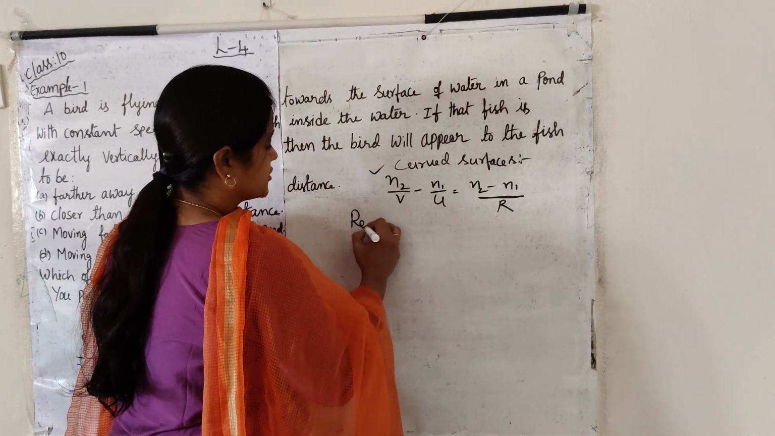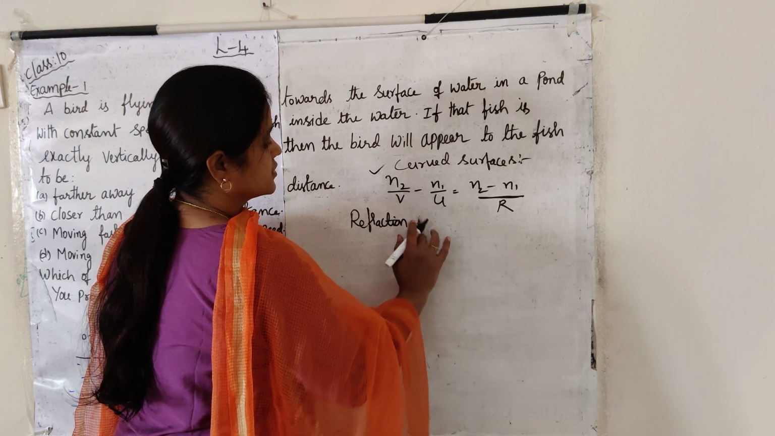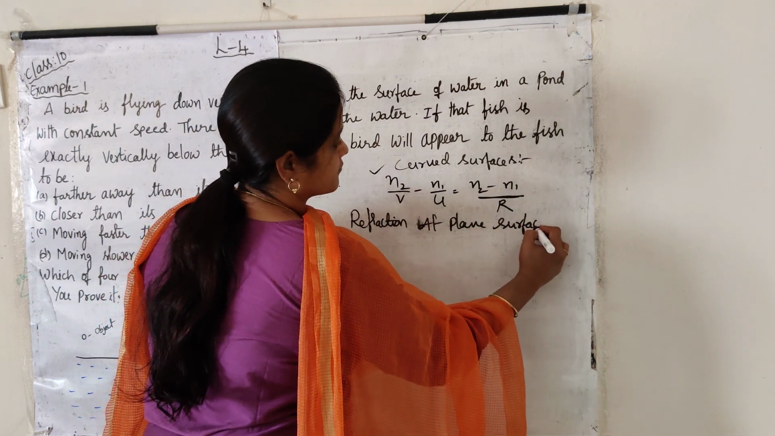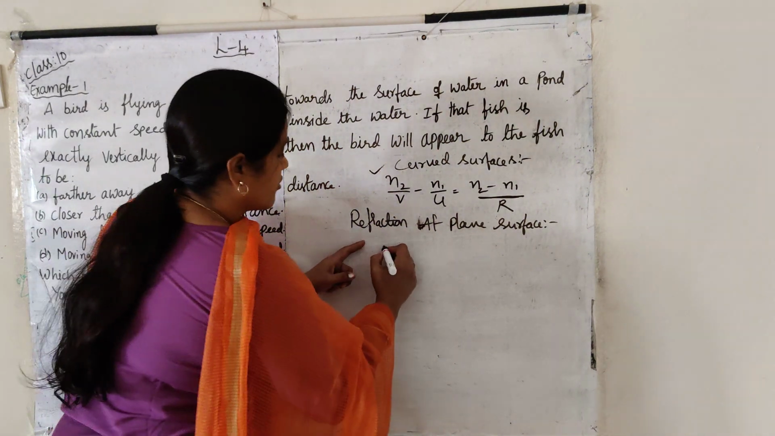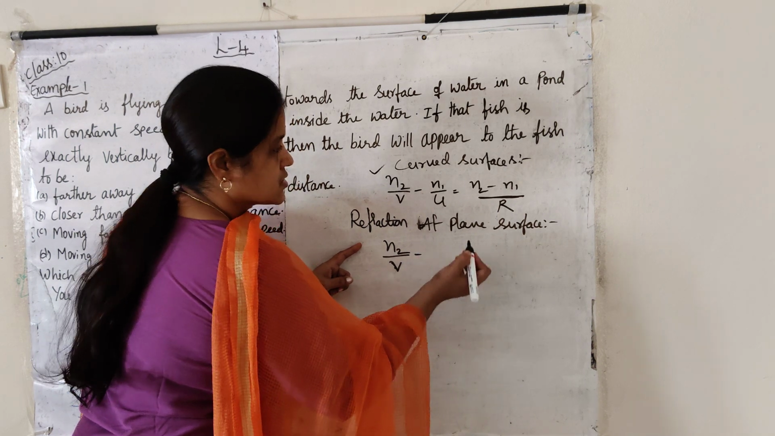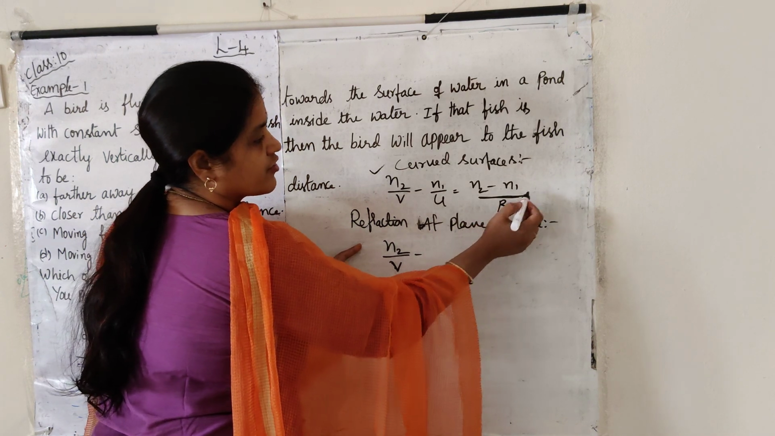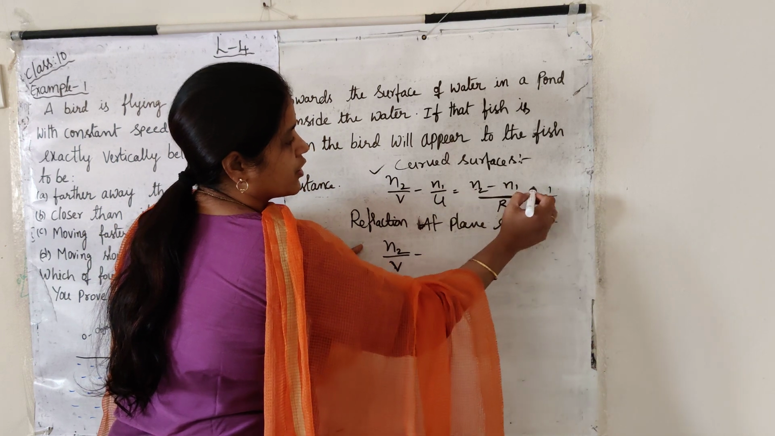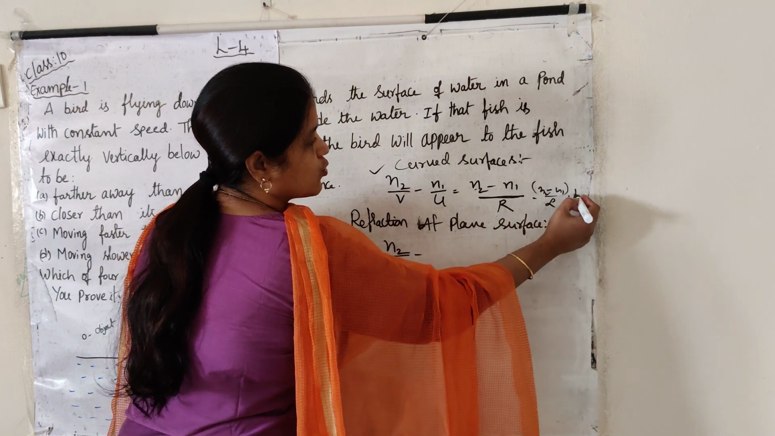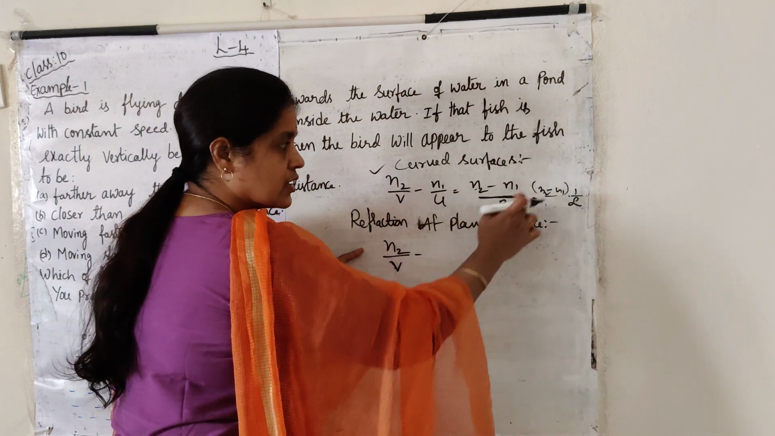Now, refraction at plane surface. For this, we have another formula, that is N2 by V minus N1 by U. Actually, for the refraction at the plane surface, this R value becomes infinity. So we will get 1 by infinity. So N2 minus N1 into 1 by infinity. 1 by infinity means its value becomes 0. 0 into this, totally this becomes 0.